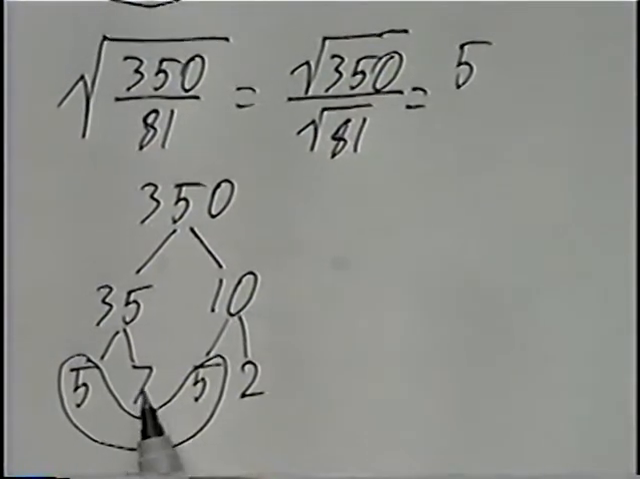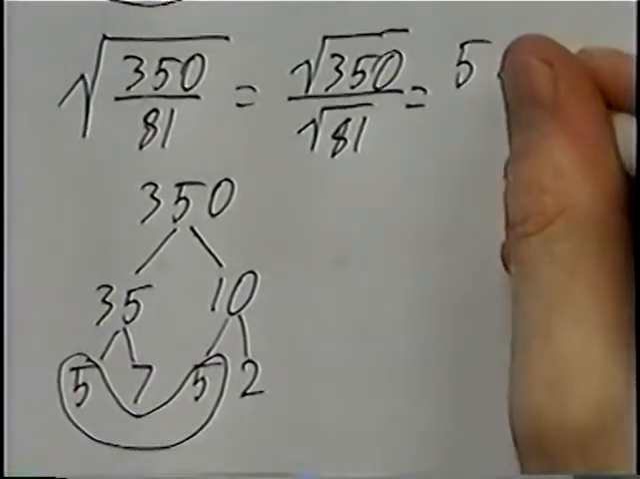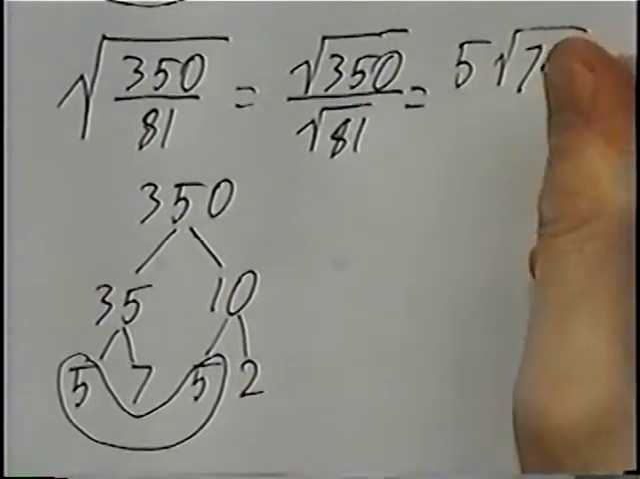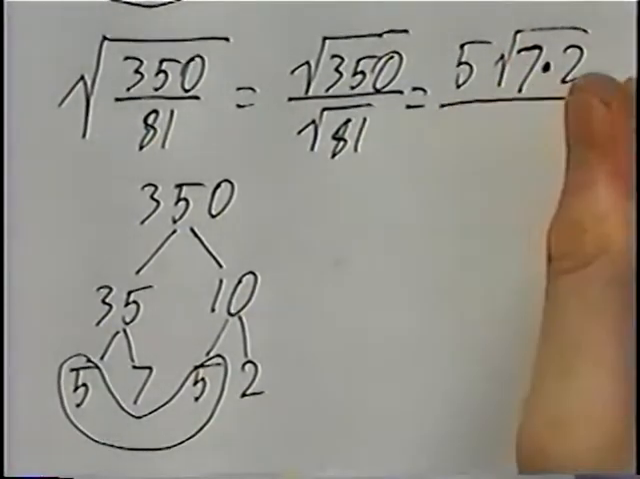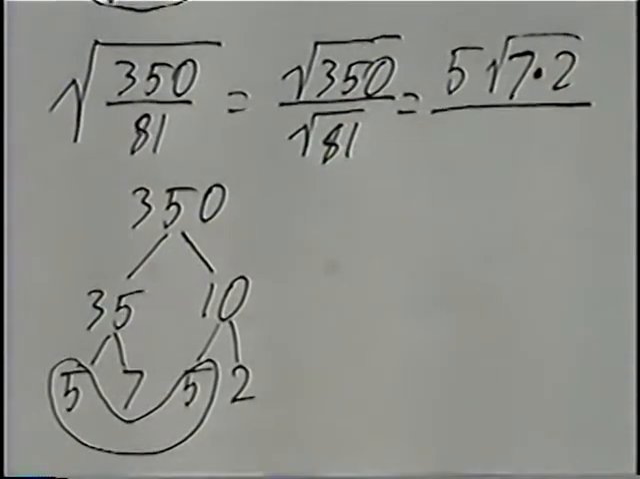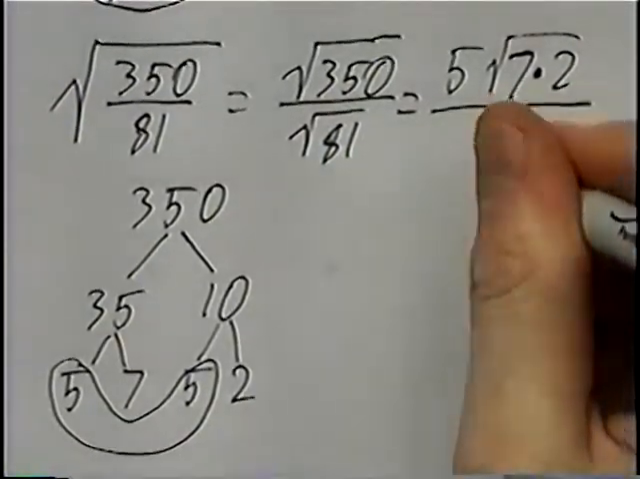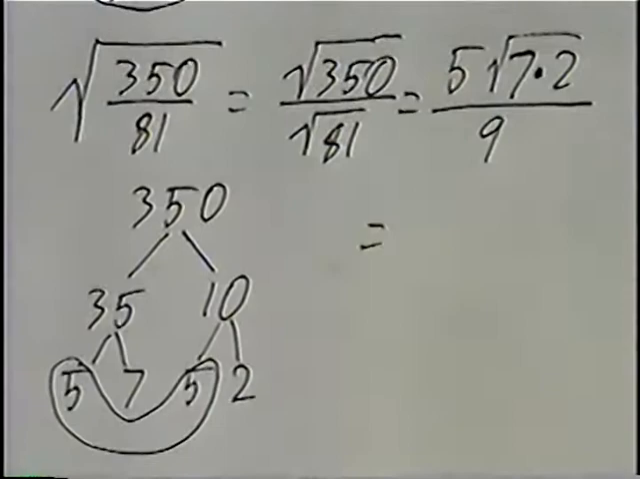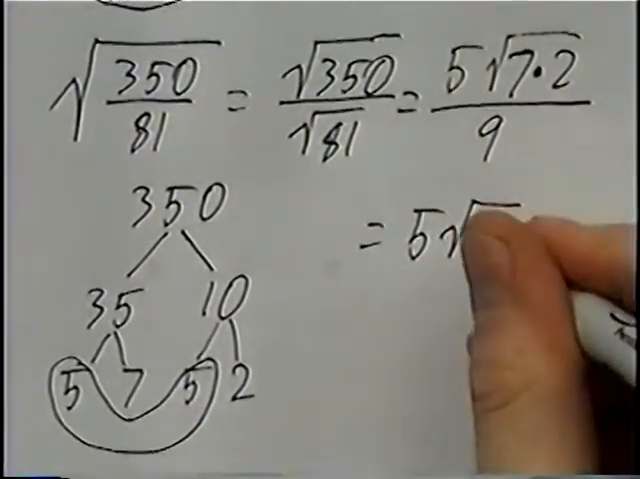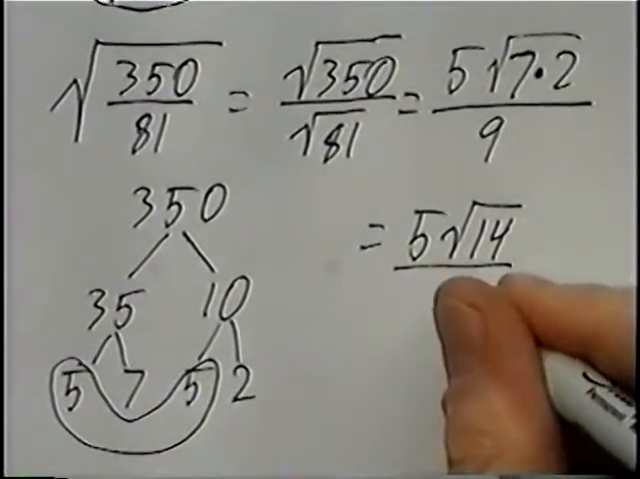If you circle a single pair of 5s, again, the number outside the square root would be 5. We have two prime factors that we did not circle, 7 and 2. Those will go inside the square root and we'll multiply them, 7 times 2. For the denominator, square root of 81 would just be 9. So our answer would be 5 square root of 14 divided by 9.